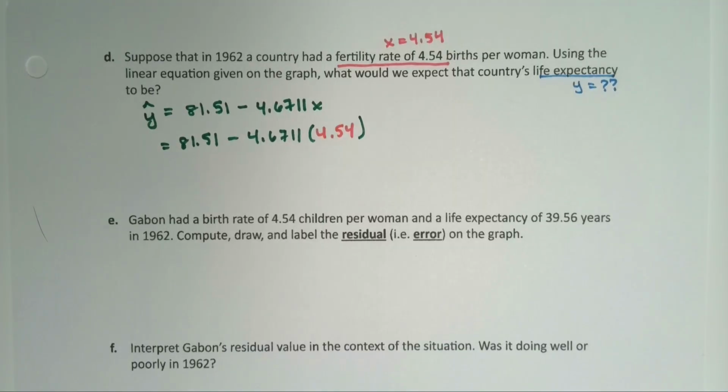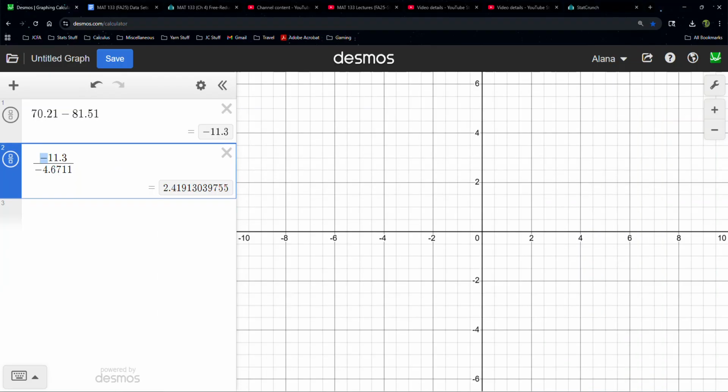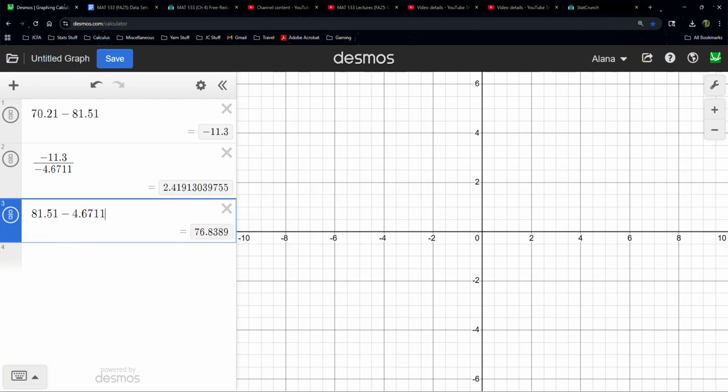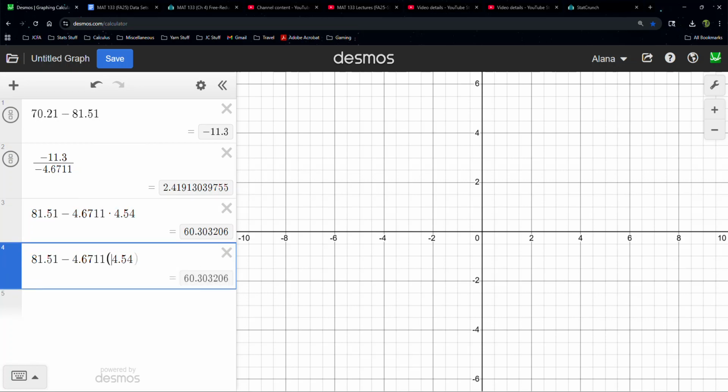Okay, so this is going to be very straightforward. This is not nearly as hard as the last one. Solving for x is much harder than solving for y. All we have to do is substitute in. So it's 81.51 take away 4.6711 times 4.54. Or again, if you prefer having the parentheses, that's fine also. Parentheses in this context only means multiplication anyway. So it's fine either way. And we're going to get 60.3. Okay, so 60.3, we'll write that down.